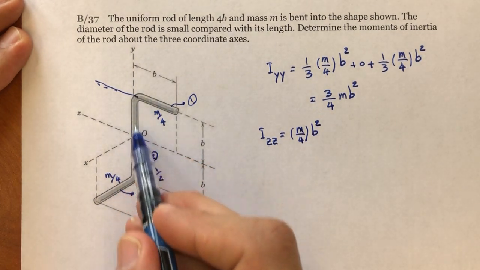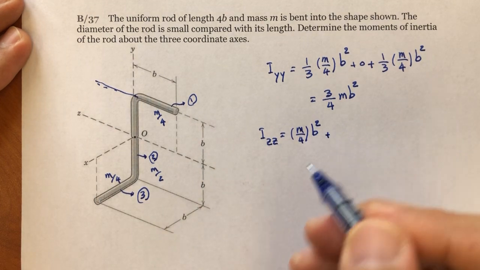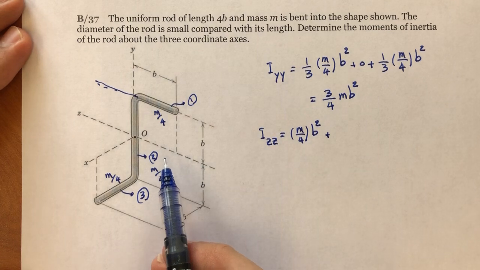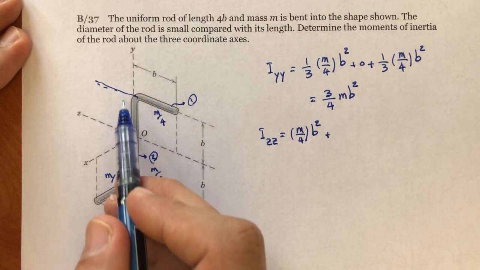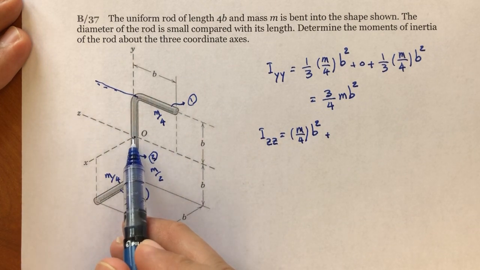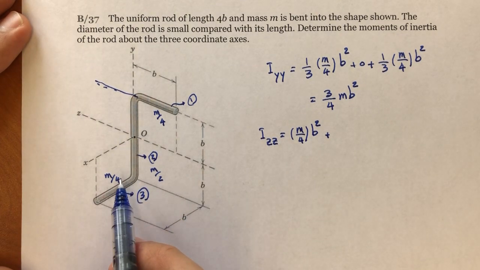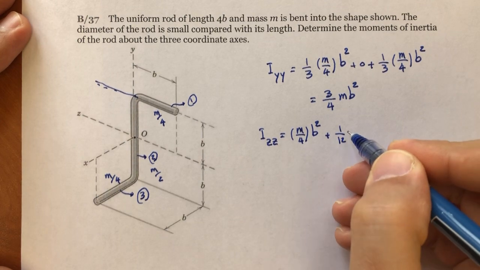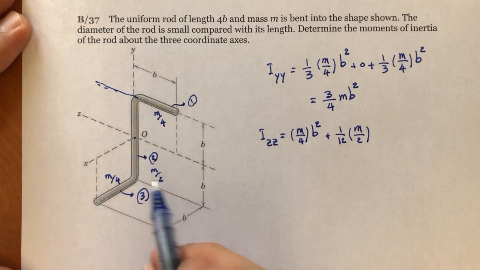For the second part, what is the mass moment of inertia about the z-axis? If you remember, we had a similar problem. This was actually the first problem we solved in this part. The mass moment of inertia of a bar about an axis perpendicular to it and going through its centroid is 1 over 12 mass times length squared. So it is 1 over 12, its mass, which is m over 2, times length squared, and the length is 2b here.